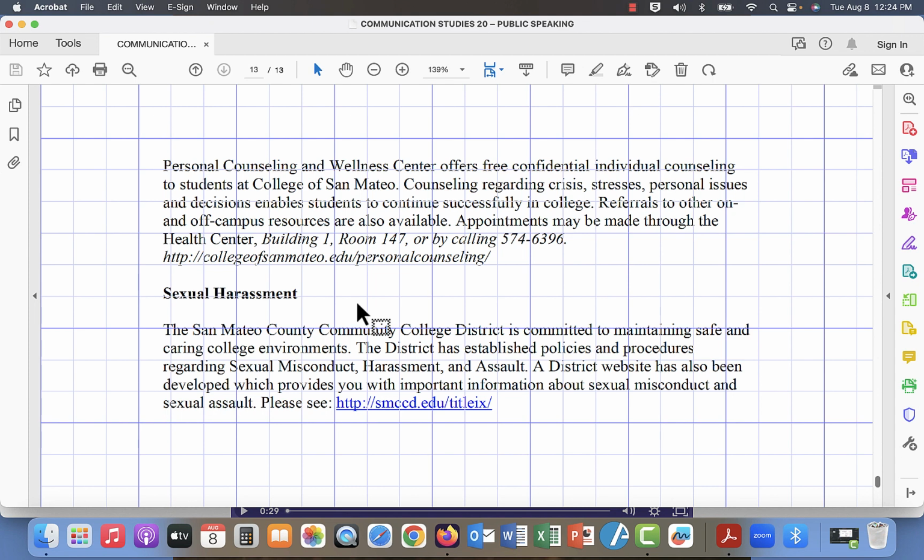And then finally, we have our sexual harassment policy for the district. I sure hope we do not have to dive into this matter throughout our semester. So that's an overview of our syllabus.